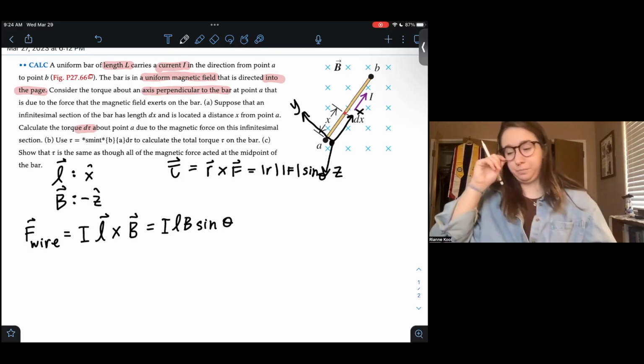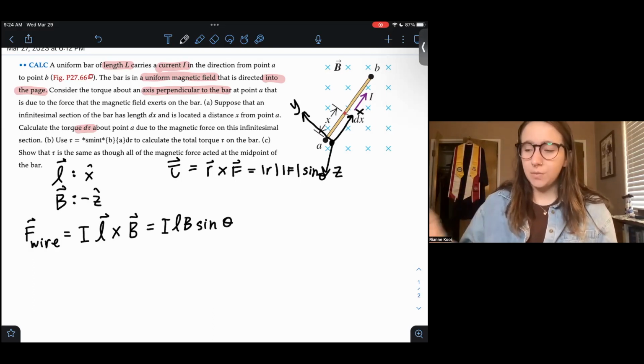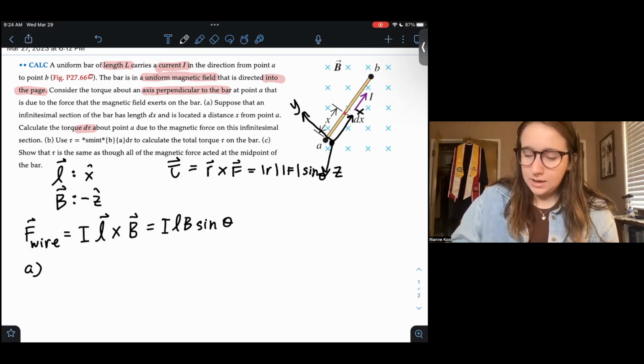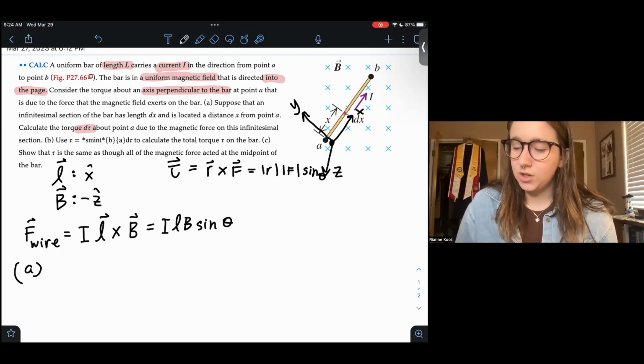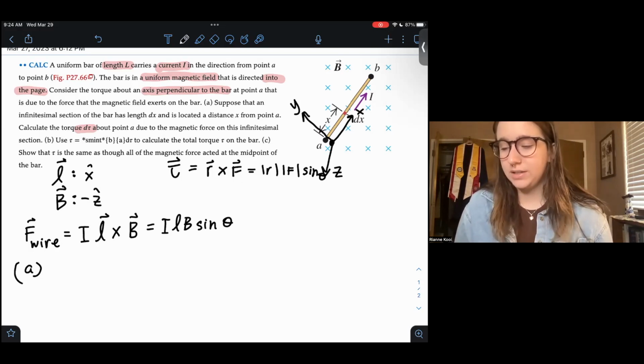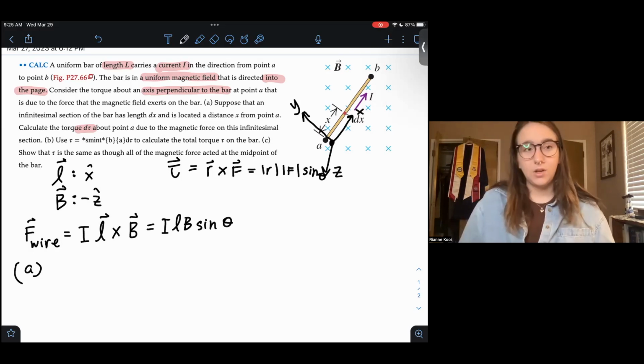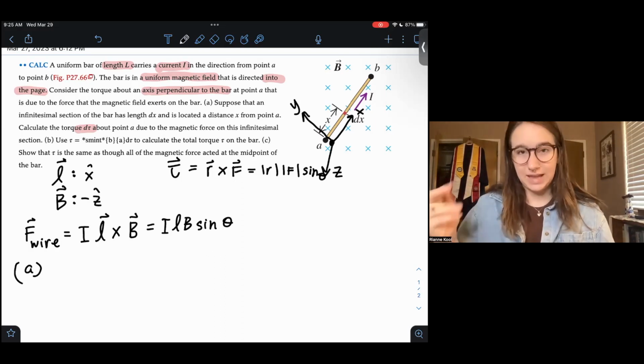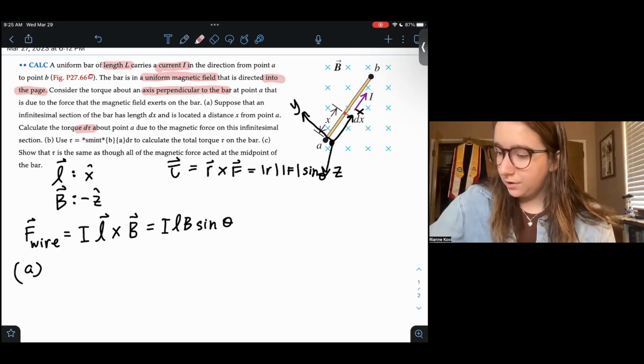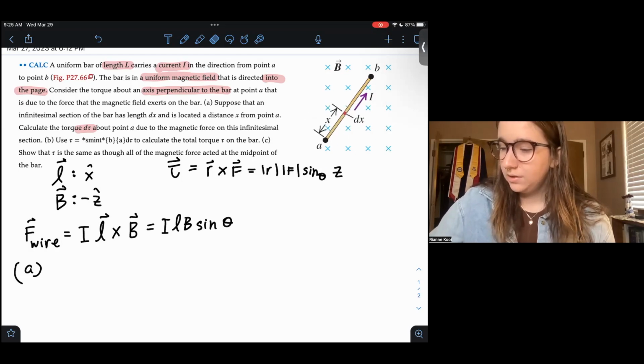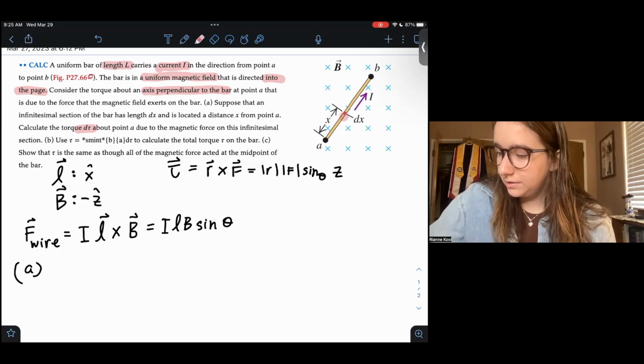So let's start with A. A says, suppose that an infinitesimal section of the bar has length dx and is located a distance x from point A. Calculate the torque d tau about point A due to the magnetic force on this infinitesimal section. So the first thing we should do is find the force that acts on this dx, which is right here. I'll erase this so that we can see this a little bit better. So dx is right there.